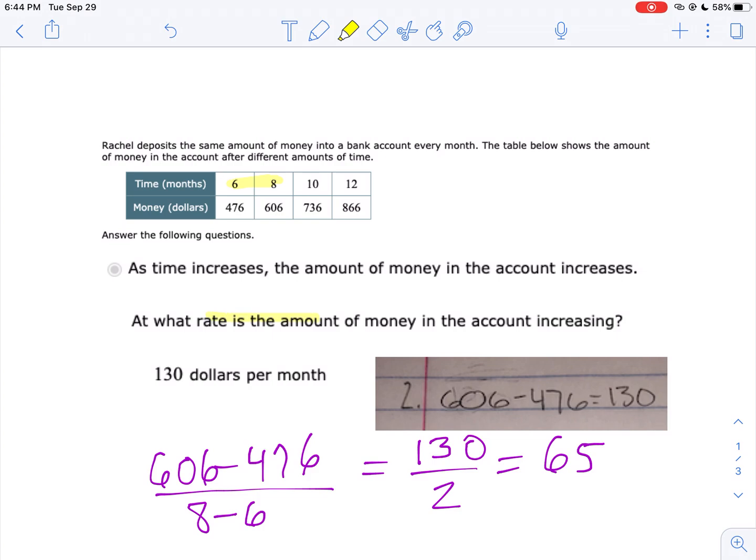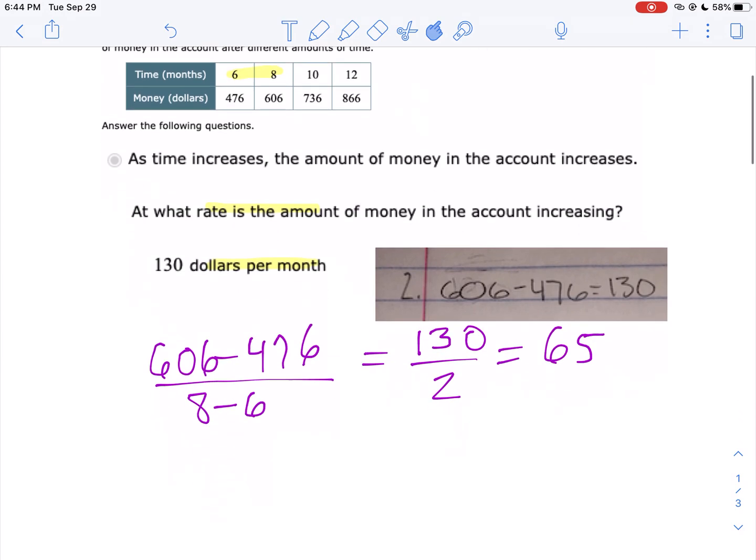You have to say, well, 130 every 2 months, but then they give you that choice. They said dollars per month. I don't think you had a choice in that. So you got to tell me per month. You have to divide by the months also. So very small error there. I think you'll fix it when you redo it.